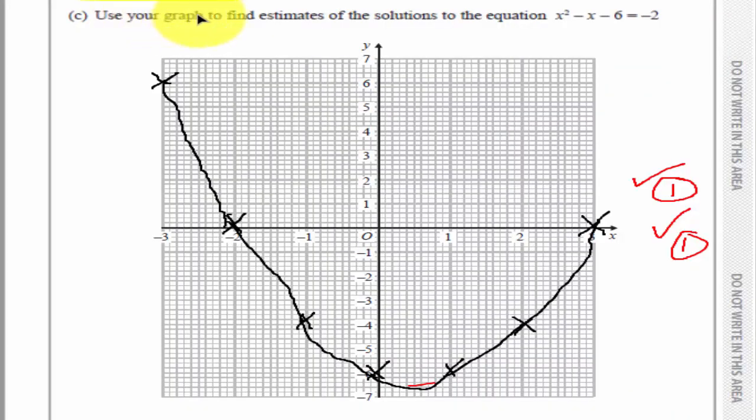Part C, use your graph to find estimates of the solutions to the equation x squared minus x minus 6 equals minus 2. I've just copied the question over from the next page because you're going to need to use the graph and it's easier than scrolling up and down. So this question is saying, use your graph, so here's my graph. When does this function of x, squaring x, then taking away x and taking away 6, equal minus 2? Normally we have a y here, which stands for this y-axis, and we're only interested now in the times that it hits minus 2. Now you should use a ruler for this.